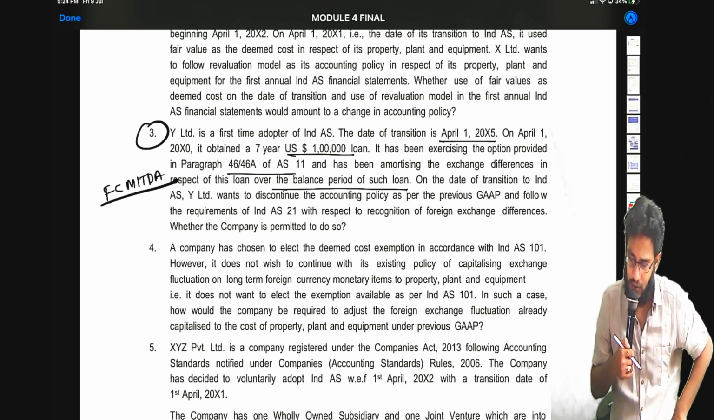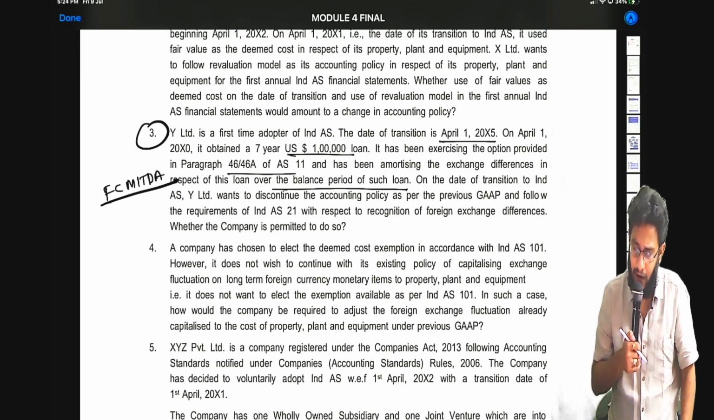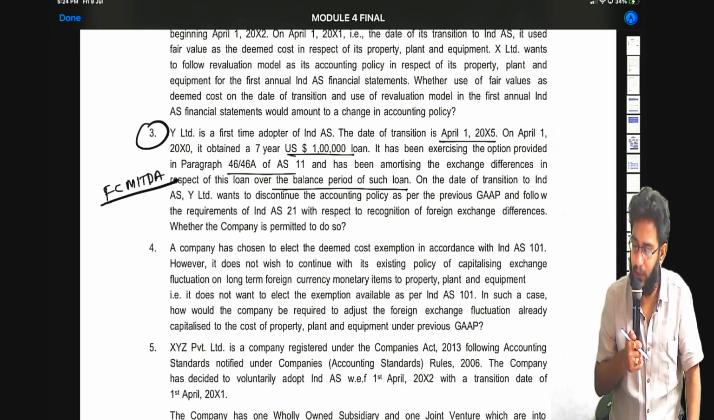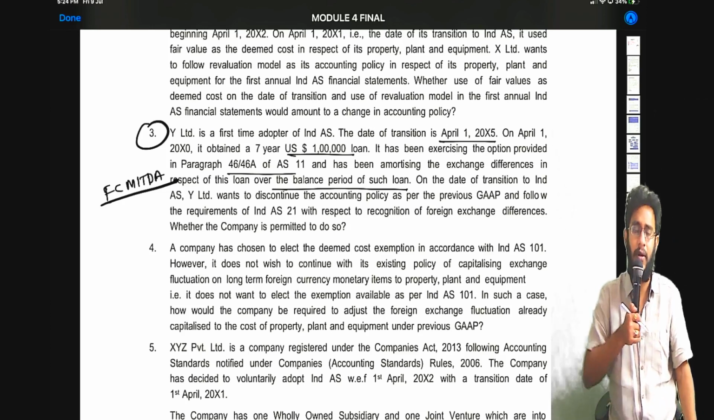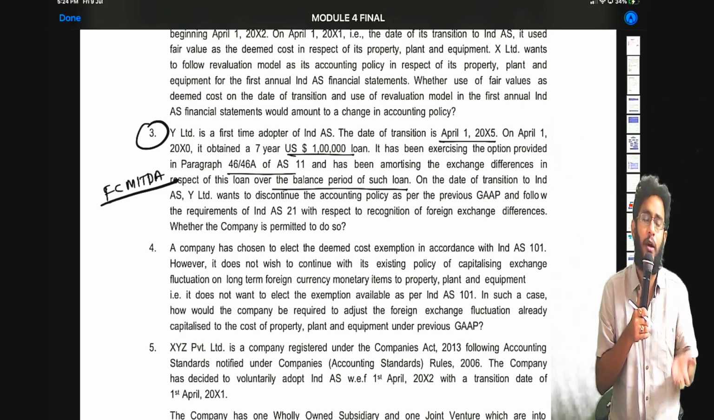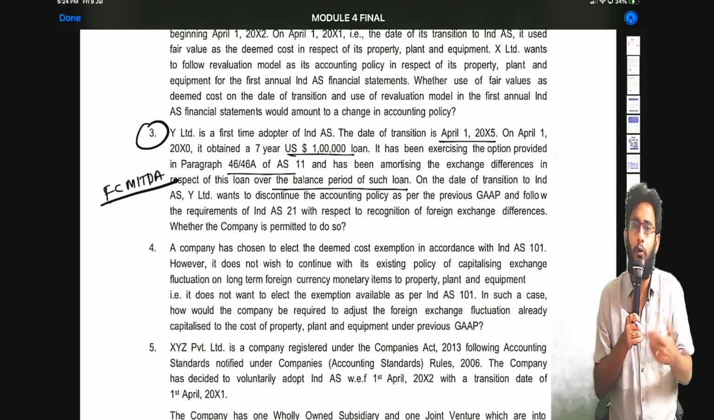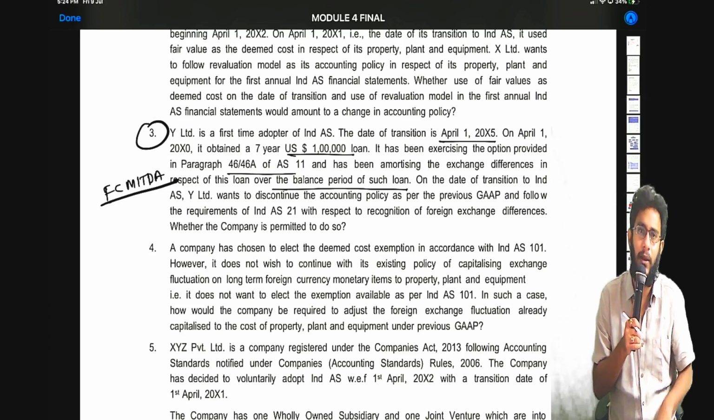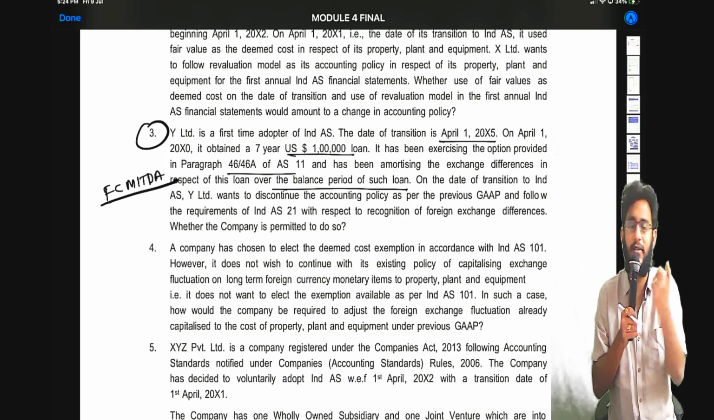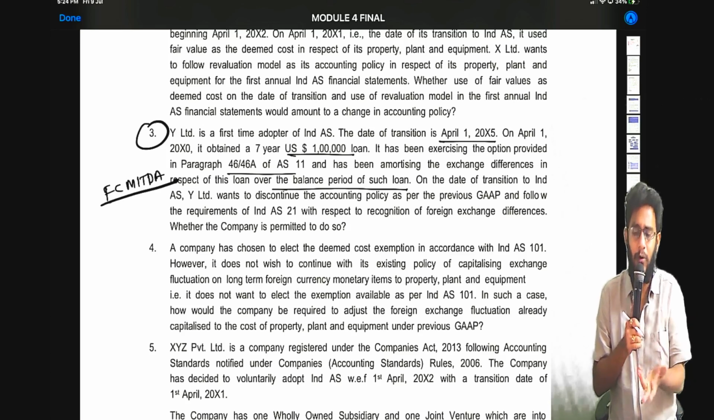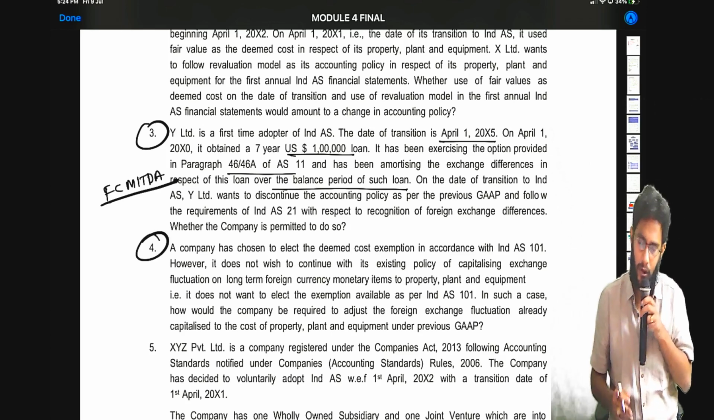On the date of transition, Y Limited wants to discontinue the accounting policy as per previous GAAP and follow the requirements of Ind AS 21 with respect to recognition of forex differences. Whether the company is permitted to do so? Of course, see, we have given an optional exemption. What is that optional exemption? If you want to continue that, continue. You don't want to continue, then Ind AS 21 you will apply prospectively. That's fantastic. If you want to apply Ind AS 21, which says take all exchange differences to the P&L statement, you will do that. So obviously the exemption is if you want to continue, you can continue, or else you can apply Ind AS 21.